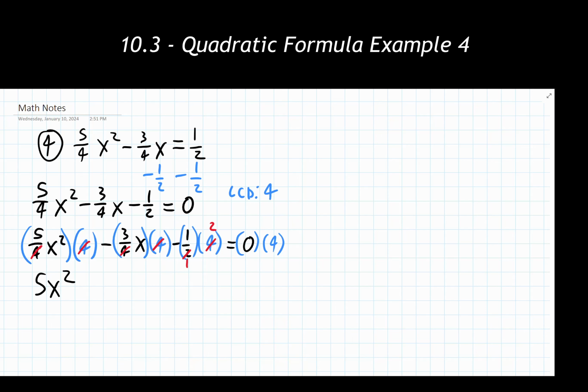So I have 5x squared minus 3x minus 2 is equal to 0. Remember that 0 times anything is always going to remain as 0. But now I have this thing written in standard form, and I don't have any fractions left over. So it just became a problem like we did in number 1 or number 2.